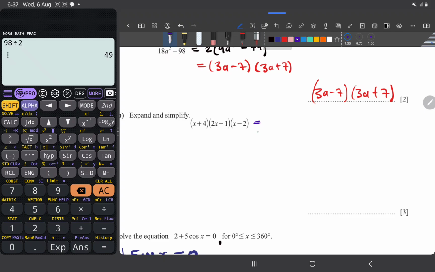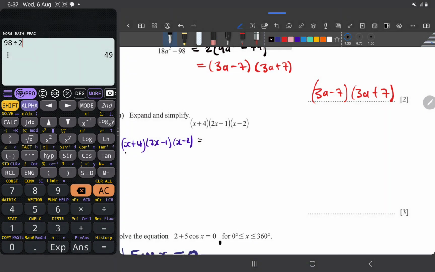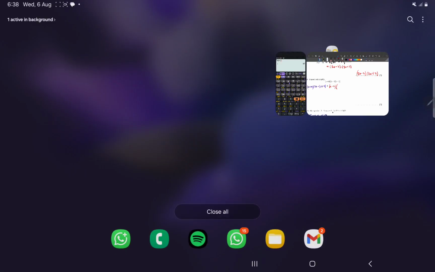Let's expand, please. So here, what is this going to be equal to? Well, if you want, you can start your own here. x plus 4 multiplying 2x minus 1 multiplying x minus 2. I'm going to expand the last two and leave the first one multiplying. So I have x minus 4. This whole thing will multiply the result of these two.